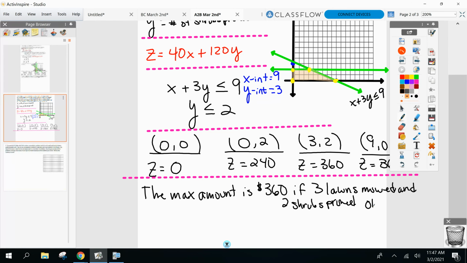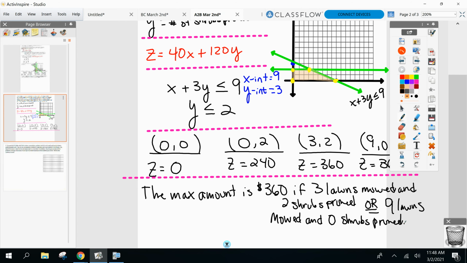Or, because there's another one, I can't end there, because there's another way to make 360. You can have 3 lawns mowed and 2 shrubs pruned, or 9 lawns mowed and 0 shrubs pruned. So just mow all the lawns. That's how you can make the most money possible.